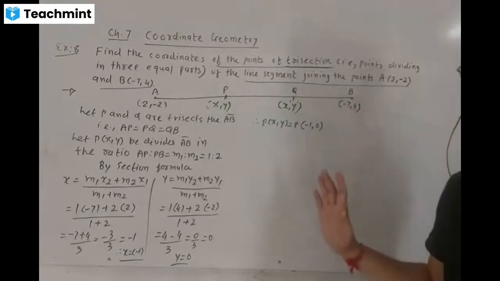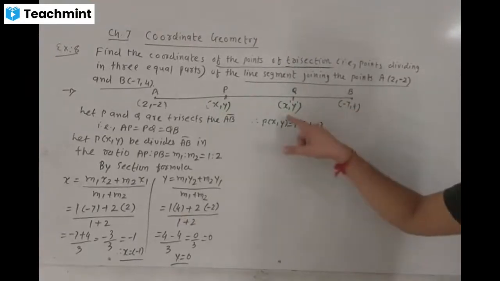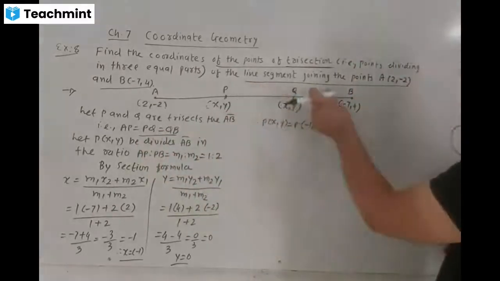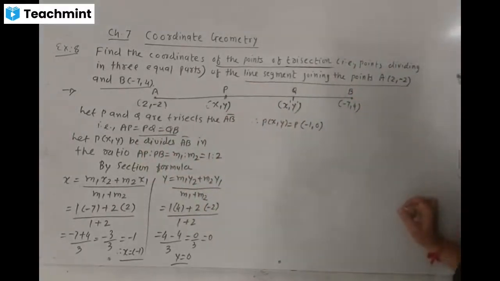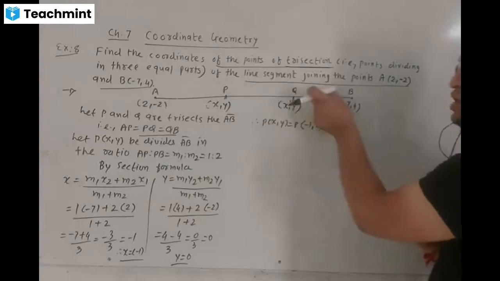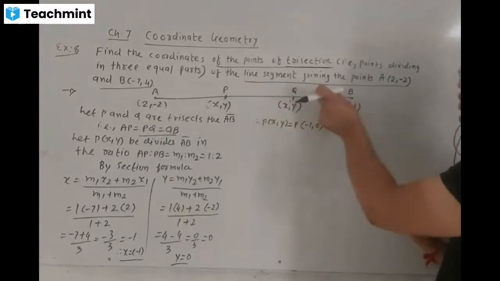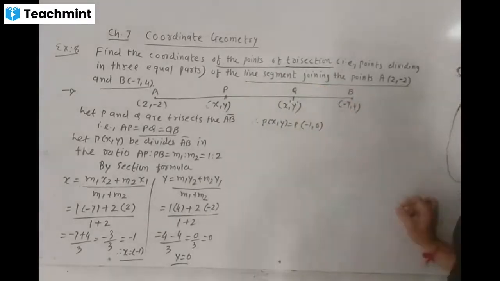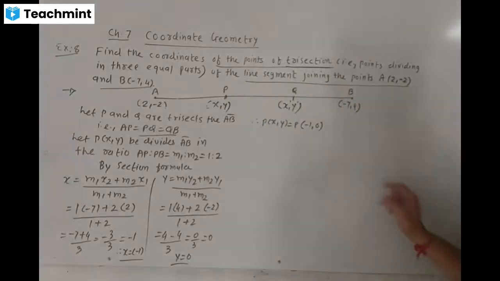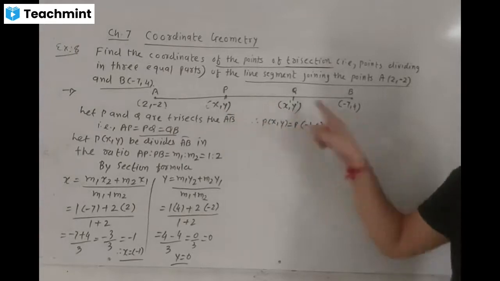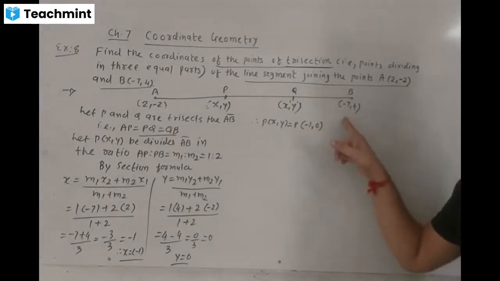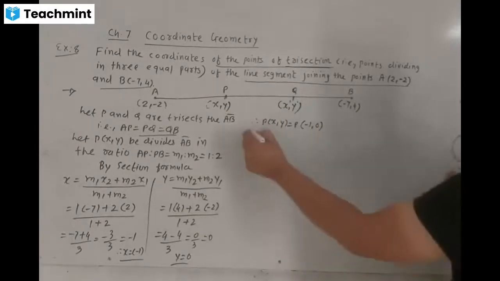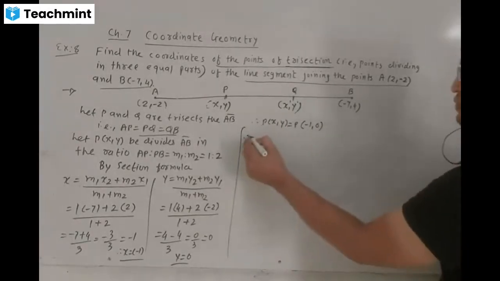That is one way. The second method: here PQ and QB are equal in ratio. Therefore PQ : QB is 1 : 1. If the ratio is the same, if PQ : QB is 1 : 1, then we apply the midpoint formula. Q is the midpoint of PB.